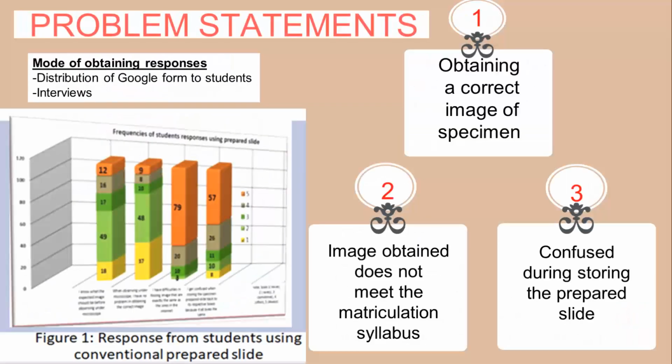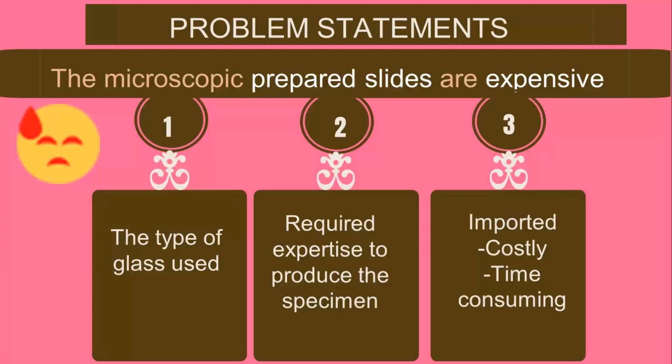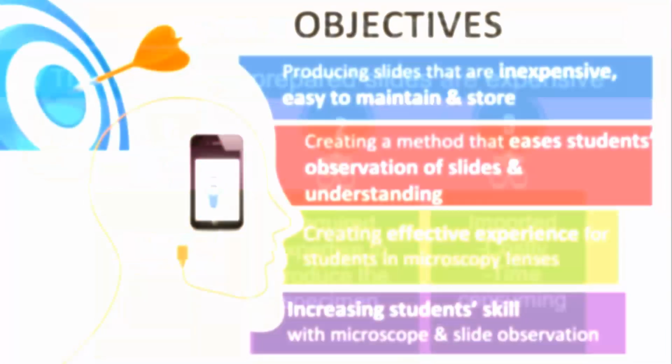The problem statements are: it is hard to obtain a correct image of the specimen, the image obtained does not meet the matriculation syllabus, and students are confused during storing the prepared slide. Other than that, microscopic prepared slides are expensive due to the type of glass used, the expertise required to produce the specimen, and the slide is imported, which is costly and time consuming.